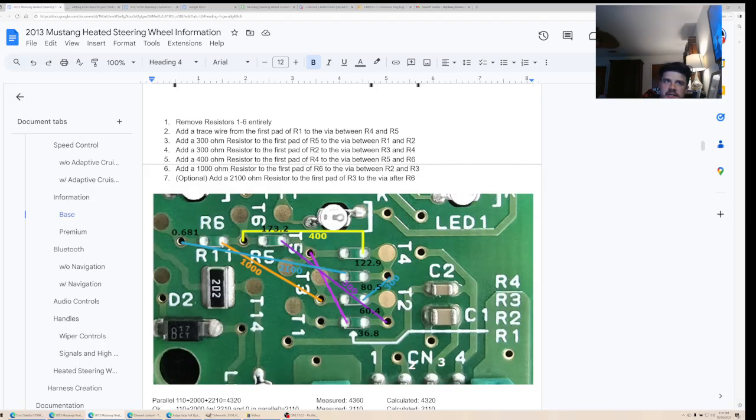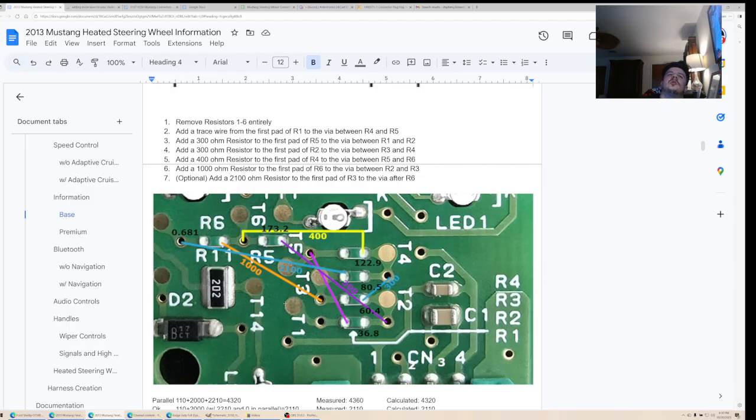So you have the trace wire here, then we go 300 ohm resistor here, then we're going to go 300 ohm resistor here. Next we go 400 ohm resistor to the first pad of R4, to the via between R5 and R6. Okay, that's here. And then finally, you're going to add a 1000 ohm resistor going from the first pad of R6 down to the via between R2 and R3. That would be right here.